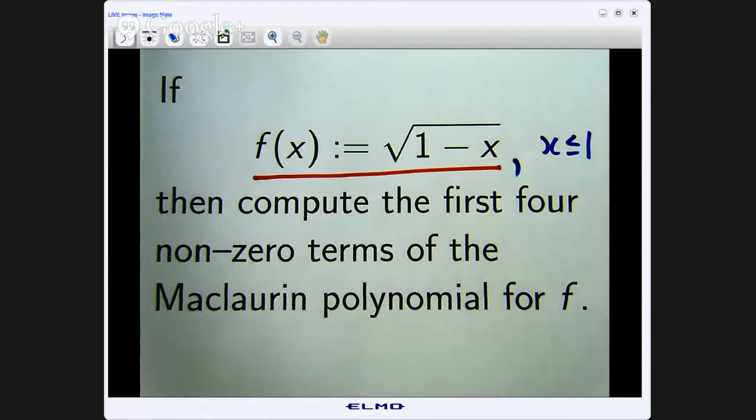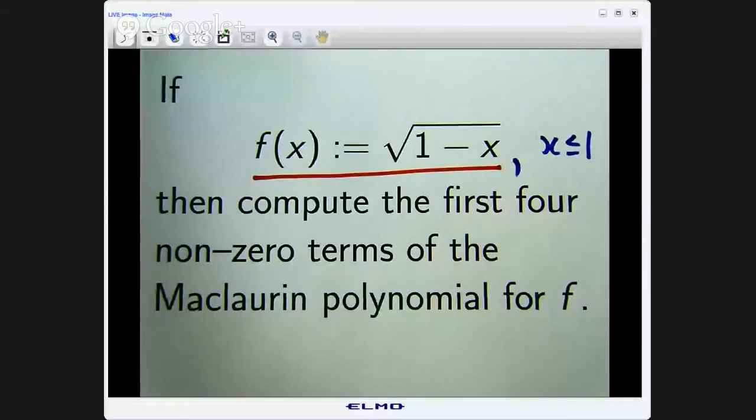So this is a special kind of polynomial named after a Scottish mathematician called Colin Maclaurin. Try saying that 10 times. Colin Maclaurin, Colin Maclaurin. You get the idea. Colin Maclaurin.